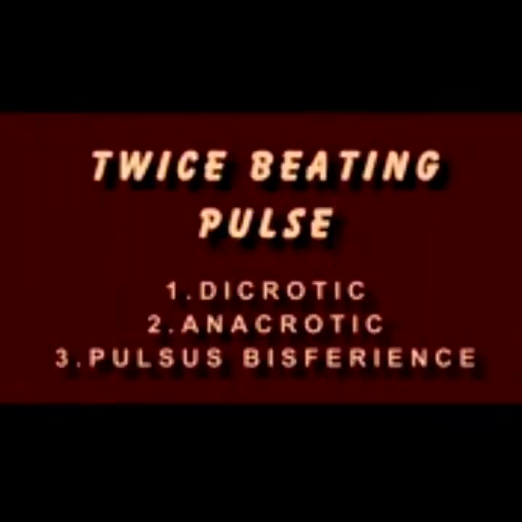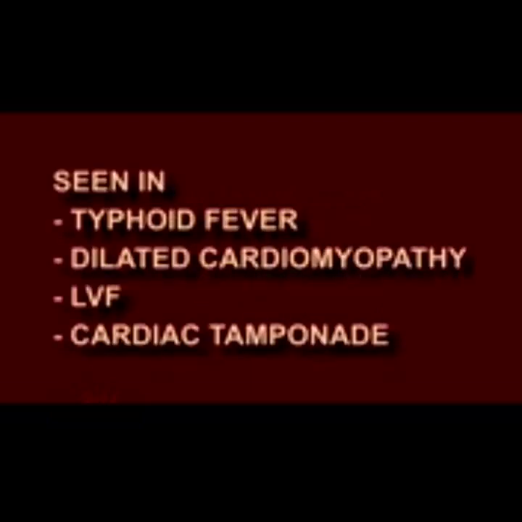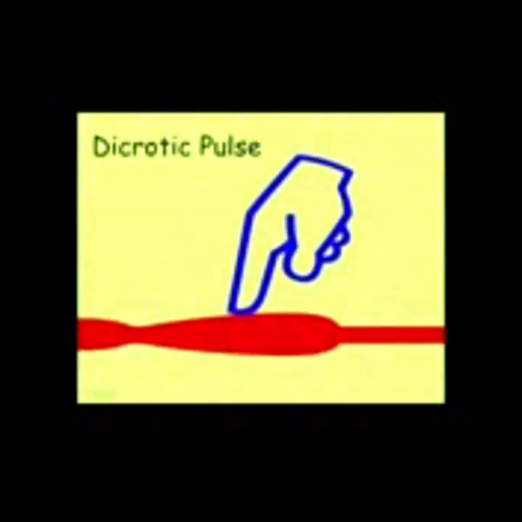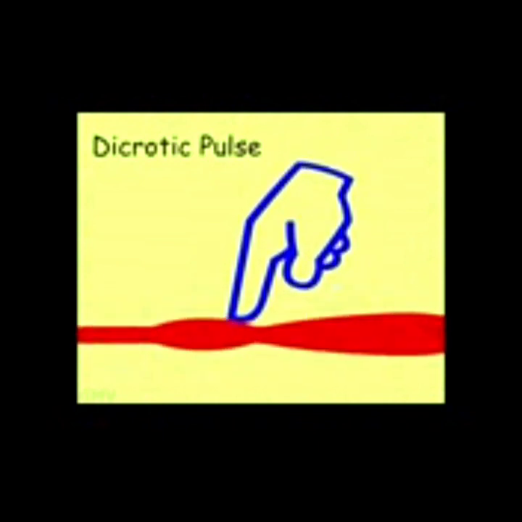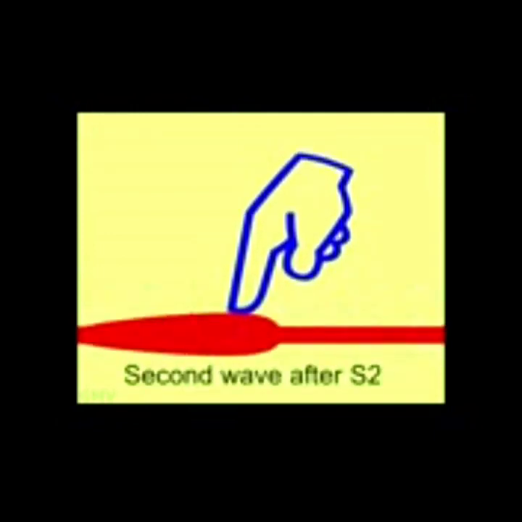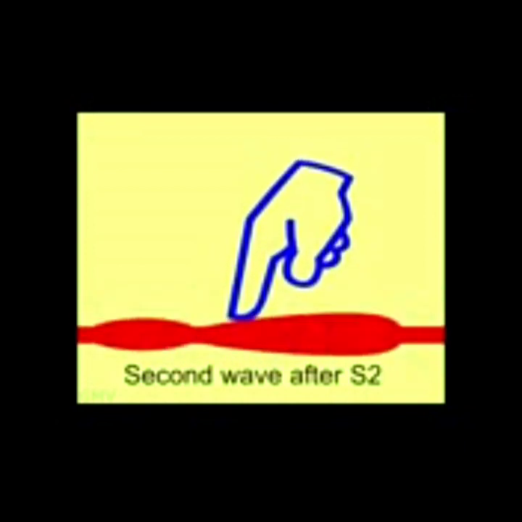Now we will come to twice beating pulse. That is, there is an additional wave felt in addition to the normal percussion wave in each cycle. In dicrotic pulse, there are 2 beats per cycle, one in systole, that is normal percussion wave, and one in early diastole due to high vascular resistance producing an exaggerated dicrotic wave. Watch the finger. This is dicrotic pulse which beats once in systole and once in diastole immediately after S2.